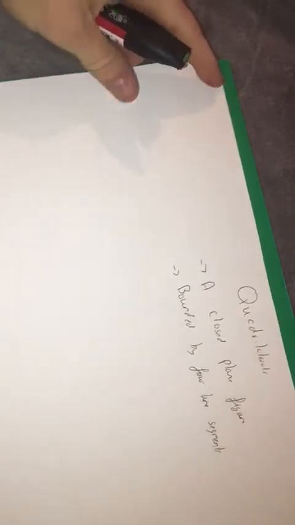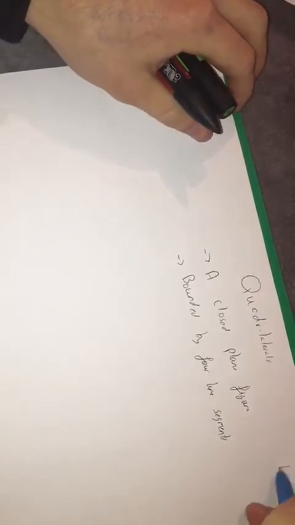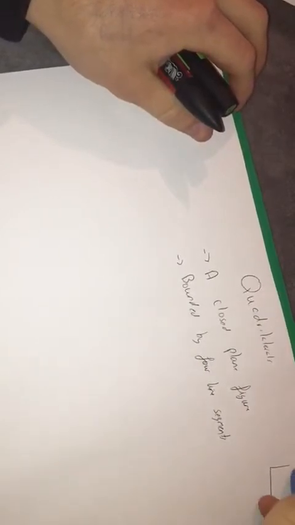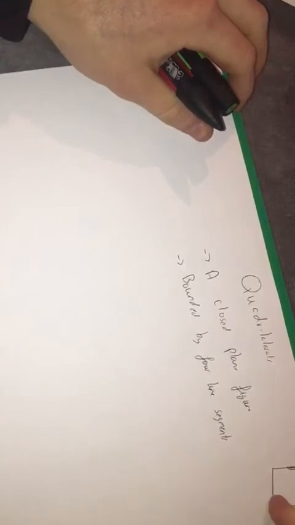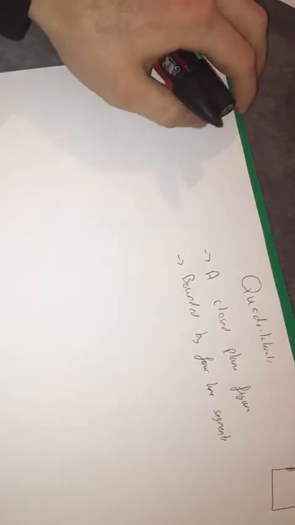So what's a closed plane figure? Basically, a closed plane figure is a 2D figure, for example, a square. It's a closed plane. As you can see, there are no open parts and everything is joined. This is a closed plane figure. This cube would not be. This is 3D. So that's a closed plane figure, and that's not a closed plane figure.